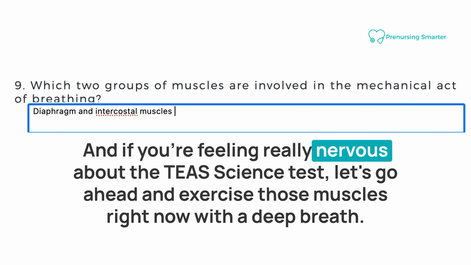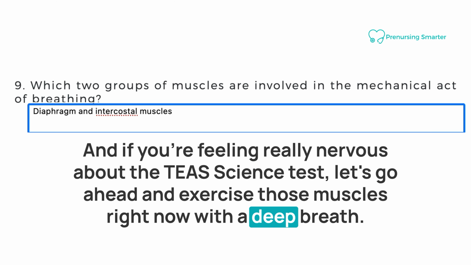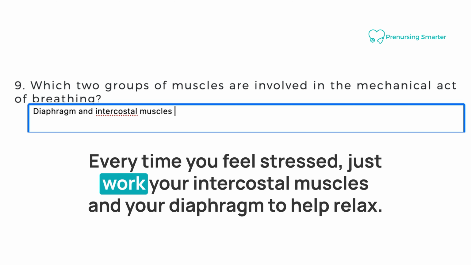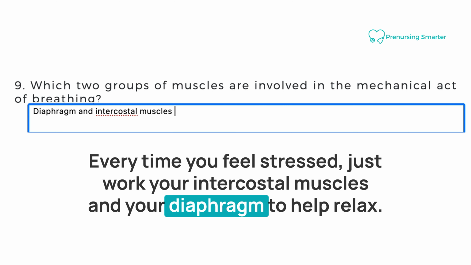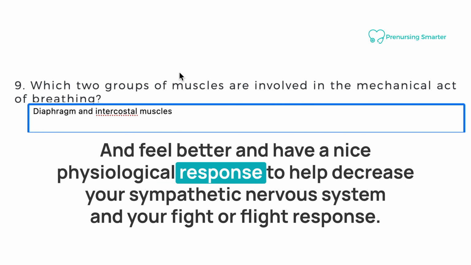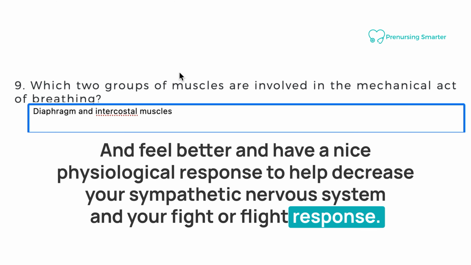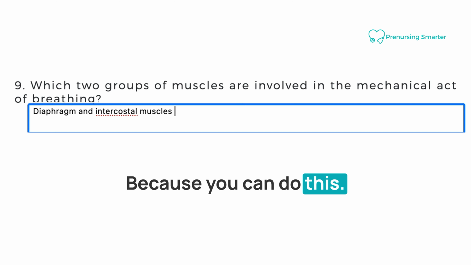And if you're feeling really nervous about the TEAS Science test, let's go ahead and exercise those muscles right now with a deep breath. Every time you feel stressed, just work your intercostal muscles and your diaphragm to help relax and feel better and have a nice physiological response to help decrease your sympathetic nervous system and your fight or flight response. Because you can do this.